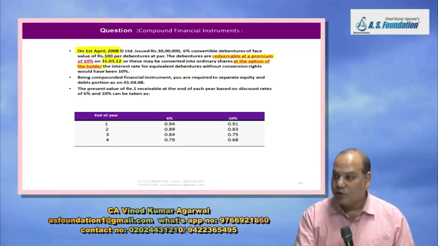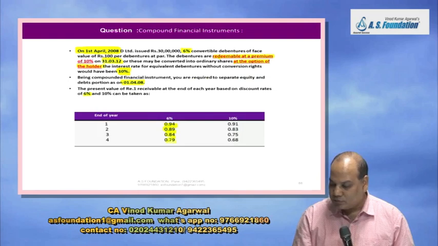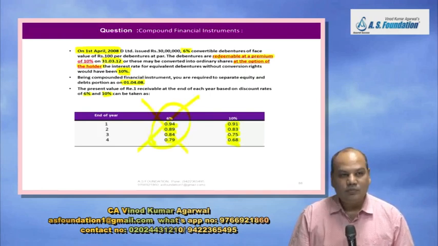The interest rate for equivalent debenture with conversion right is 10%. 6% is coupon rate, 10% is market rate. Being a compound financial instrument, you are required to separate equity and debt portion on 1st April 8. Present value factor for 6% is given, for 10% is given. Now this is again to confuse you. Which is not relevant in my answer? 6 is not relevant. You have to discount at market rate.